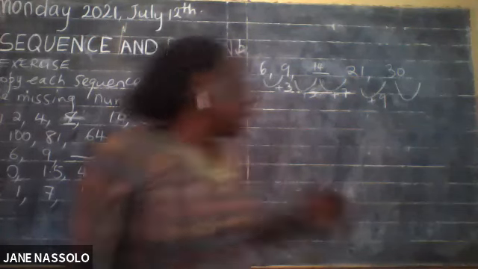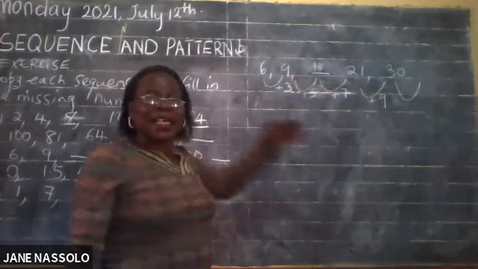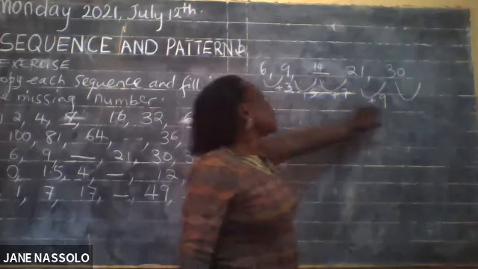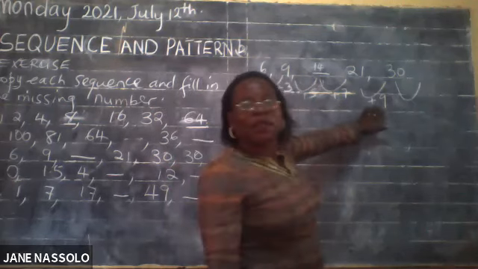So here we are getting the sequence. Add the next odd number. We added a 3, we added a 5, we added a 7, we added a 9, and those ones have worked, not so?